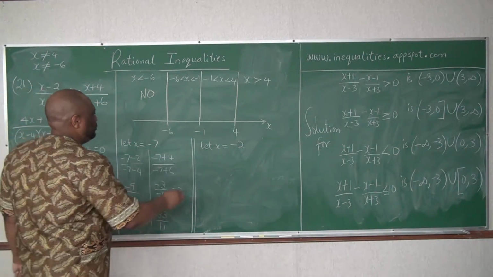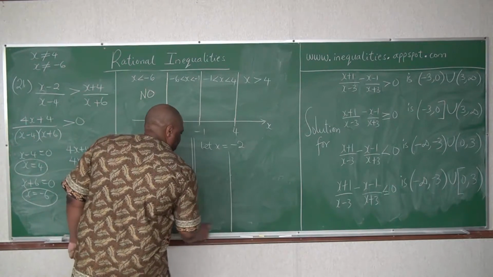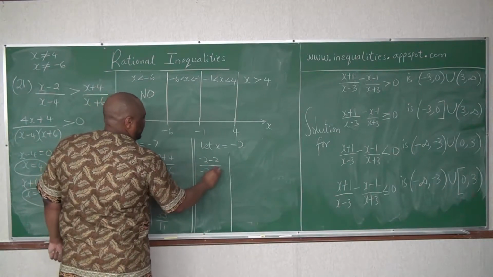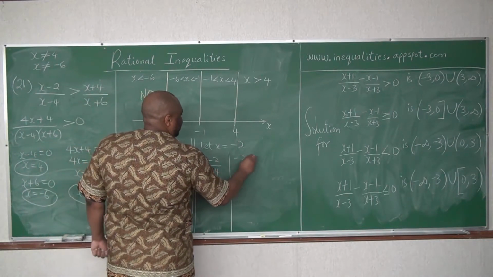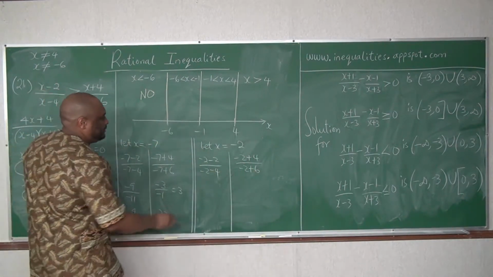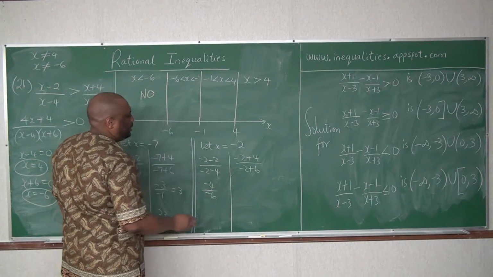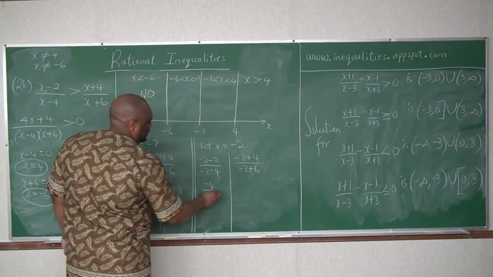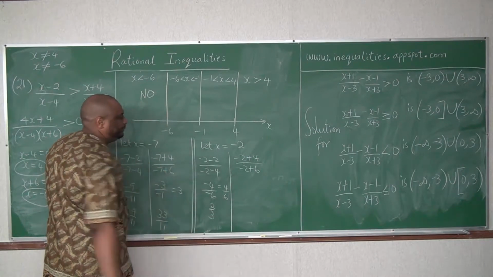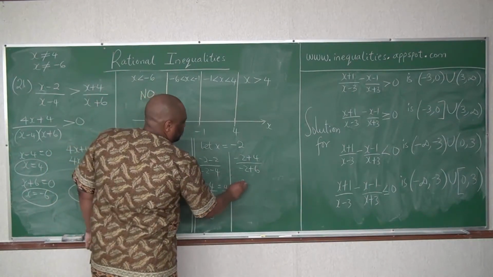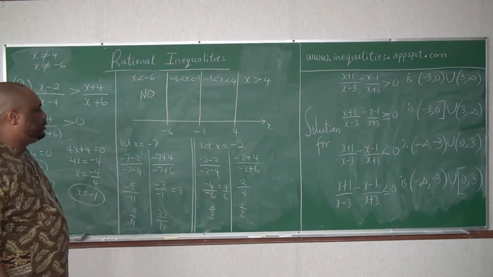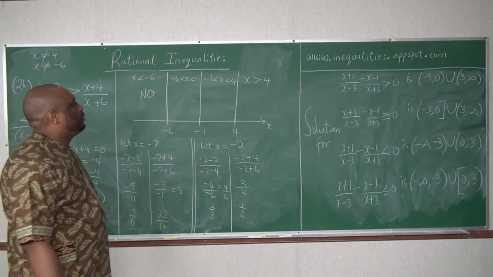So x equal to -2. Let's test it. Here we have -2 minus 2 over -2 minus 4, and here we have -2 plus 4 over -2 plus 6. So this is -4 over -6, and that will give us 4 over 6, which is 2 over 3. This will be 2 over 4, which is 1 over 2. Okay, so 2 over 3 and 1 over 2.